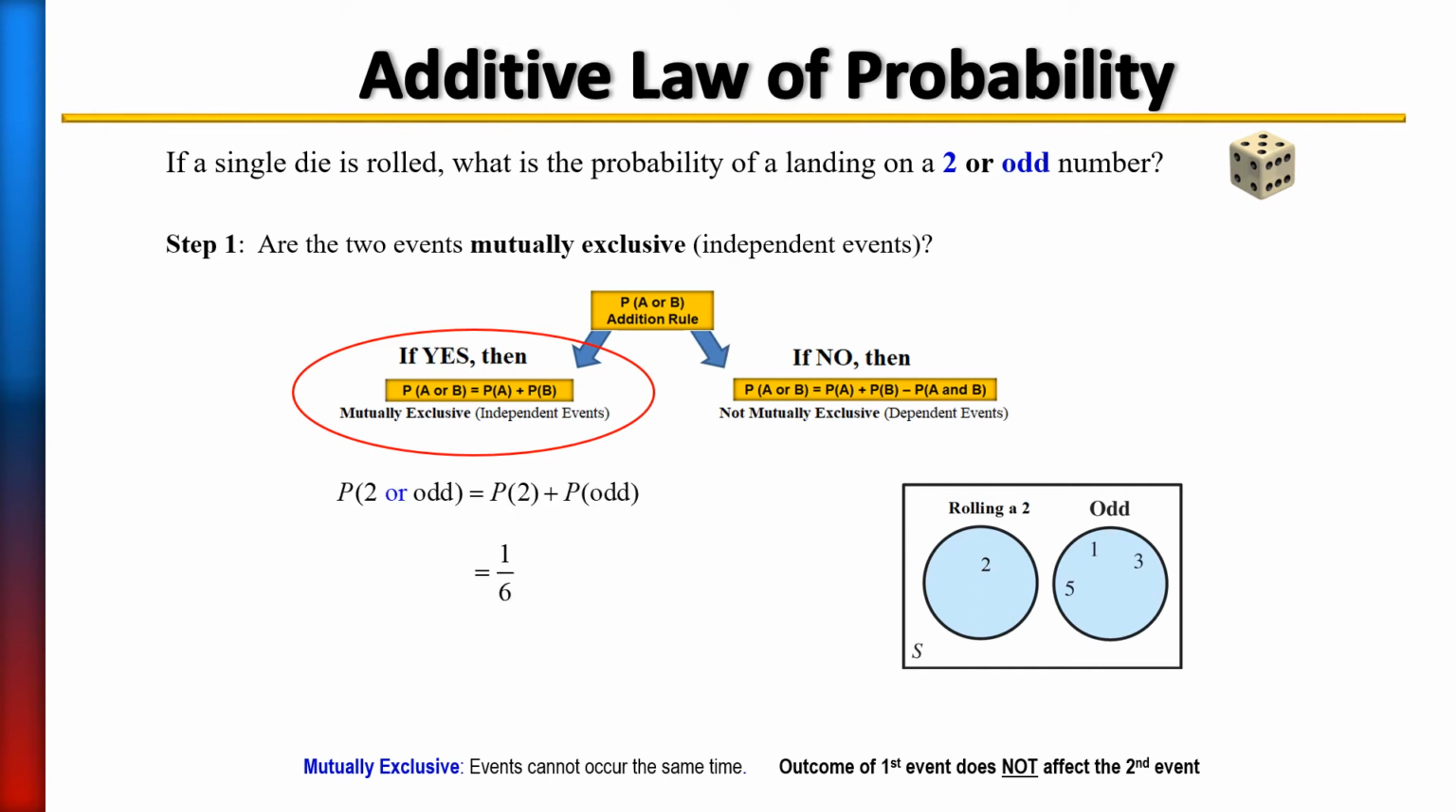So our first event of rolling a 2 is 1 out of 6, plus the event of rolling an odd number is 3 out of the 6. Add your tops together, that's going to give you 4. Keep your denominator of 6, that's going to give you 4/6. Once we reduce our fraction, it's going to reduce to 2/3. So the probability of landing on a 2 or an odd number is 2/3.